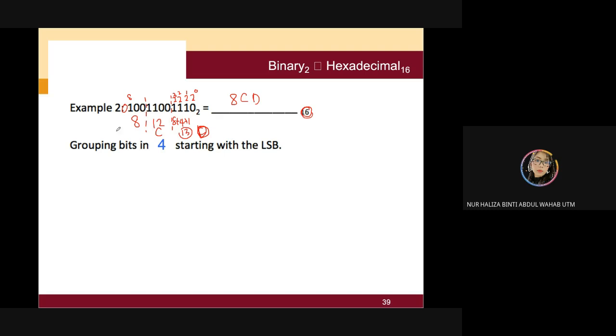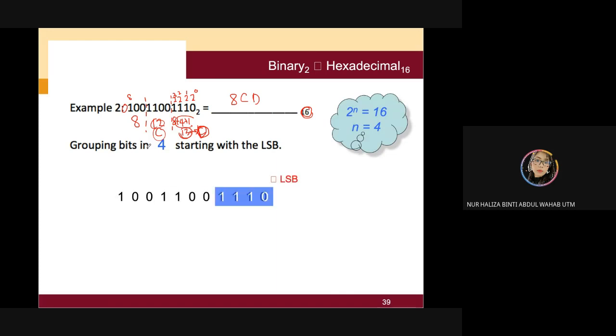I went quickly because you already know how to convert binary to decimal, and how the decimal value is replaced with the symbols A, B, C until F. So here is the example. You will group starting from the LSB. You cannot group from your MSB. If you do, you will get a different answer.